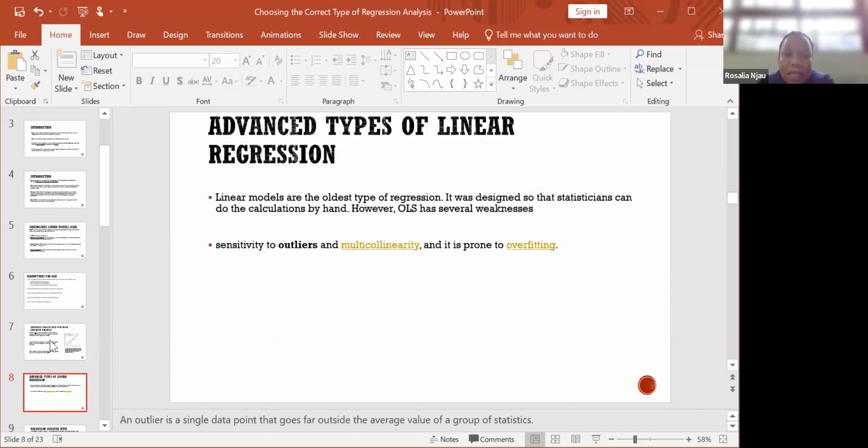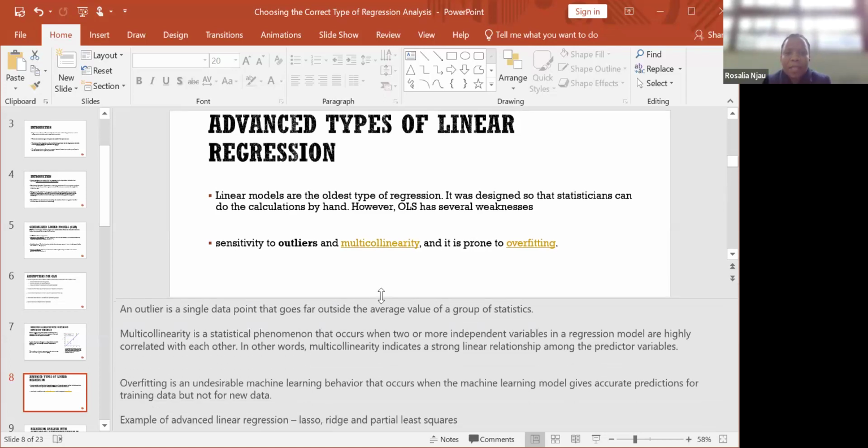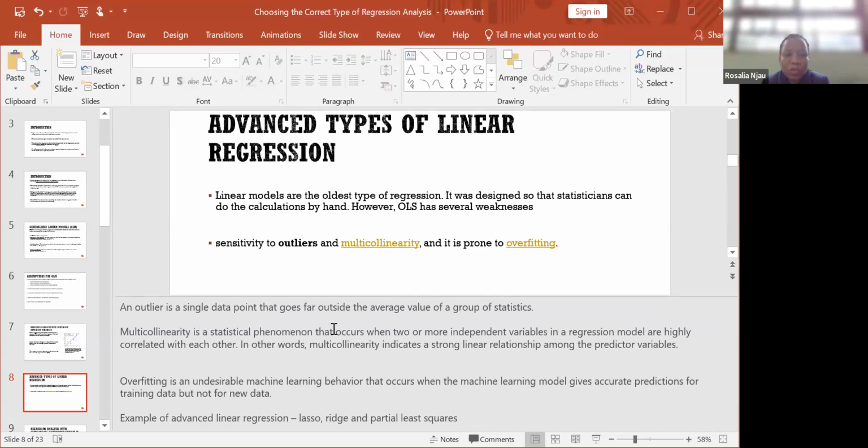So, the advanced types of linear regression exist because not all assumptions are really met for all data types that require linear regression. So we have issues like outliers, multicollinearity, and it is also prone to overfitting. An outlier is a single data point that goes far outside the average value of a group of statistics.